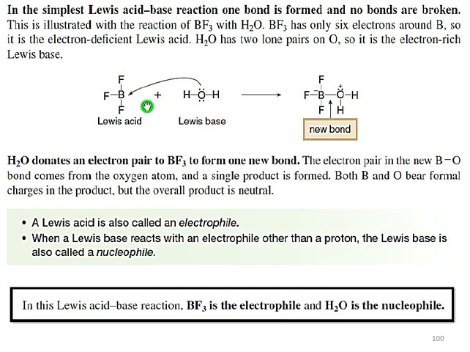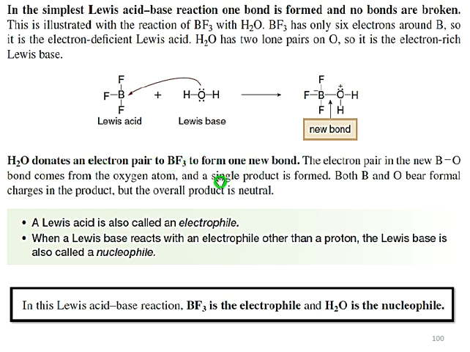But in the Bronsted-Lowry acid-base reaction, there is one bond formed and another bond broken. If you go back to the reaction for the Bronsted acid and base, here there is just a new bond that will be formed. This is the difference. And here the H2O donates an electron pair to the BF3 to form a new bond.